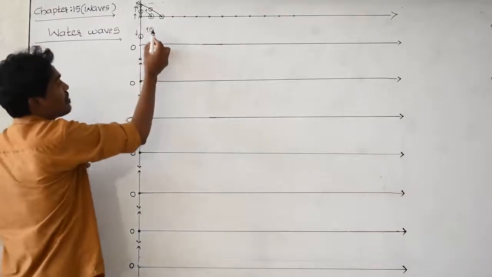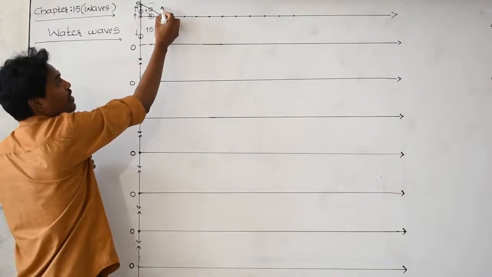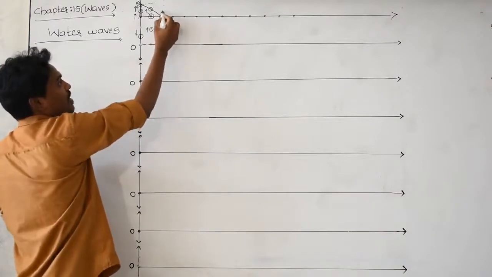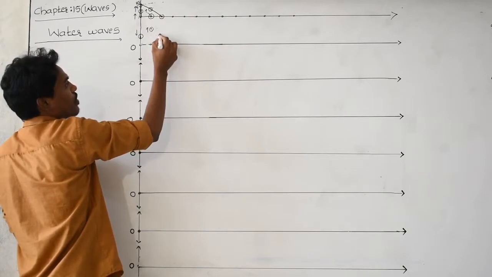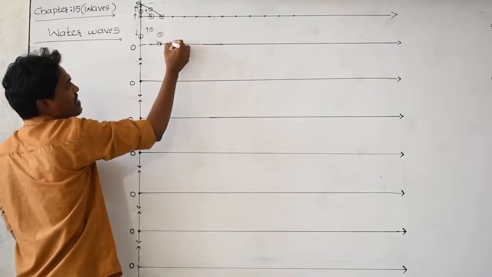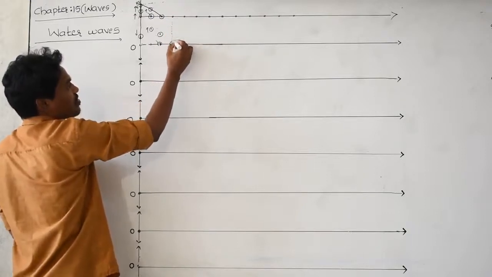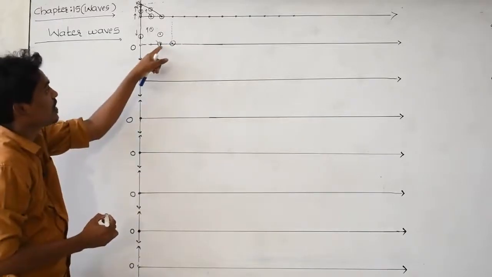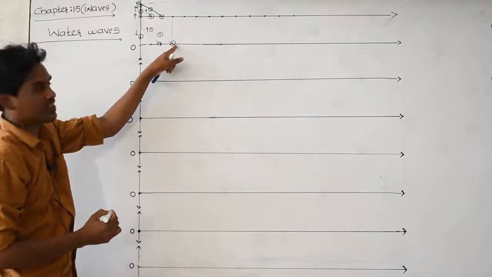And by the time the disturbance created by the second particle reaches the third, it is moving to this point. This particle is moving to this point, I am showing here. This is moving to this point. And what about this particle? This particle is still at rest, because the disturbance from the third particle has not reached the fourth one. That's why it is still at rest.